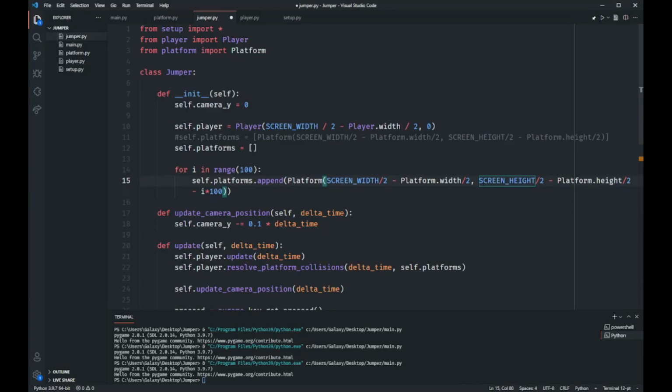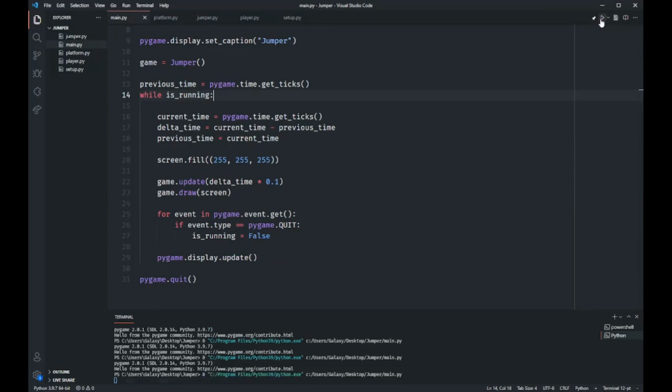I'm just going to change the indentation here so it's a bit more readable. So there we go. We have the X position and the Y position. These two look very similar, but the Y position is also being displaced by the platform number we have, which is i. So let's see what that does.